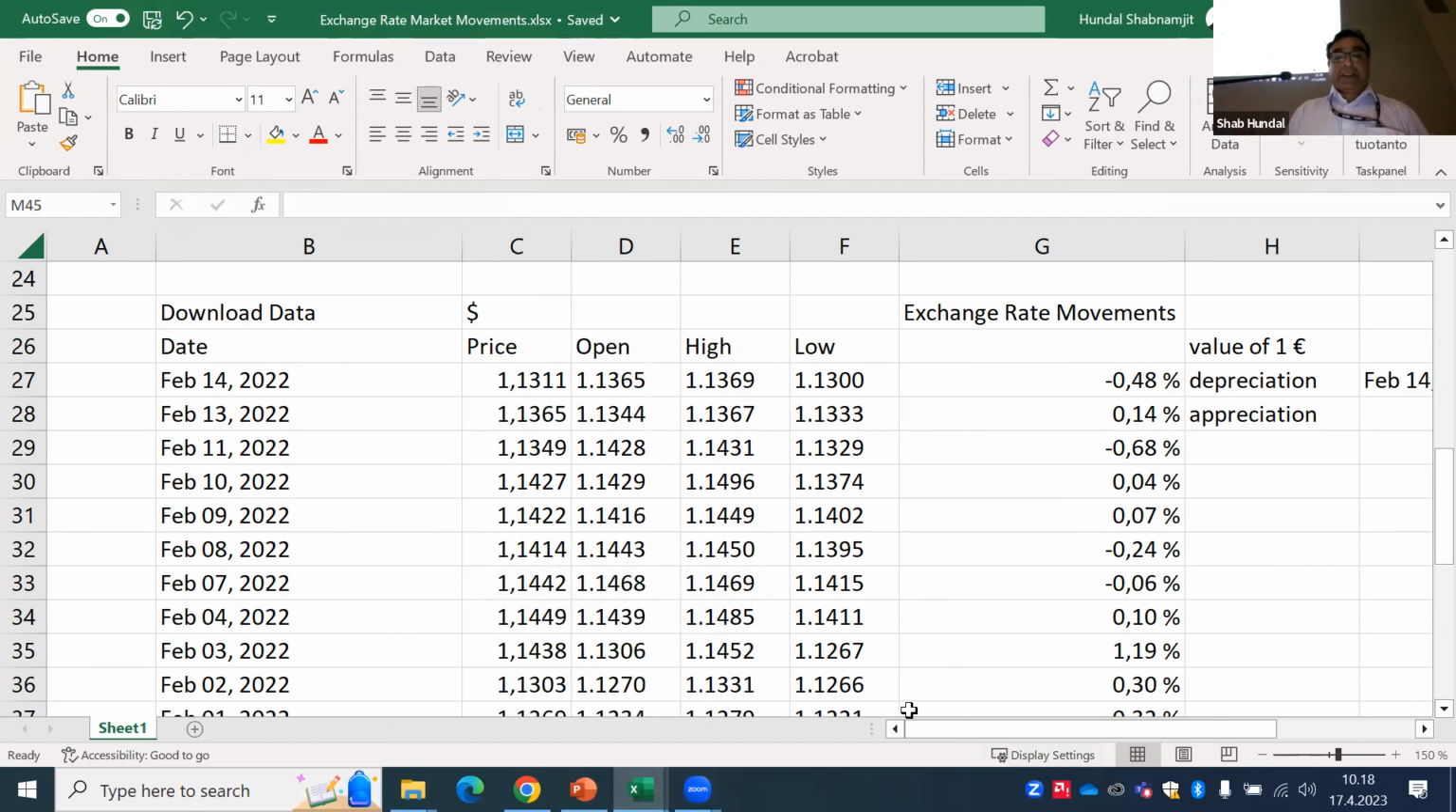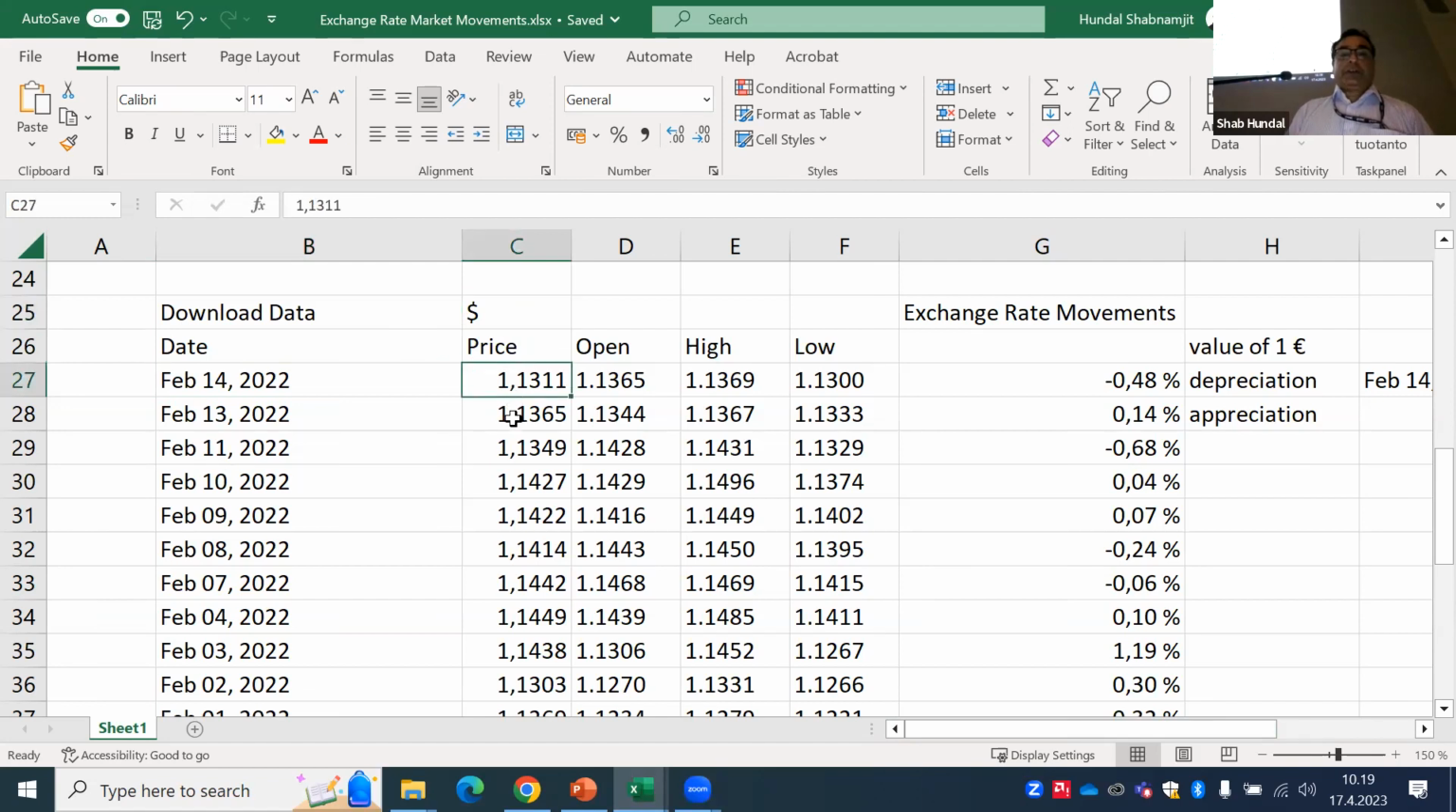Good, good. So you can see here that I downloaded this data from Yahoo Finance last year. So this was the price of €1 in dollars terms, right? You see my point? So this is the price of €1.